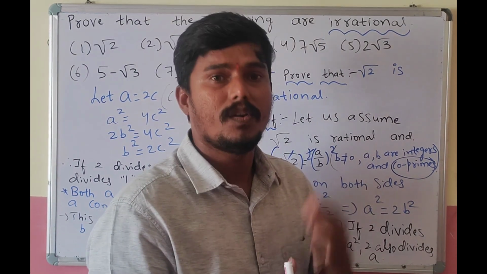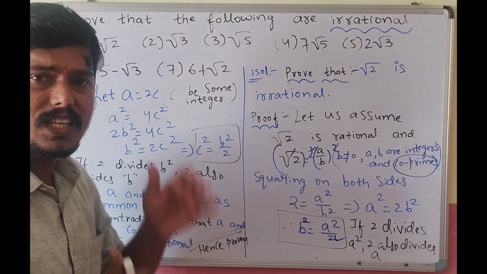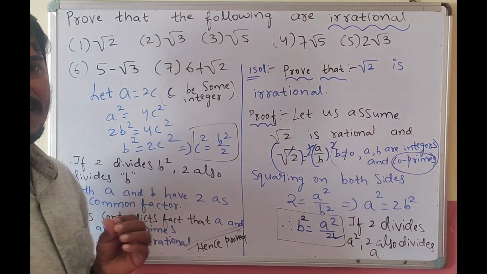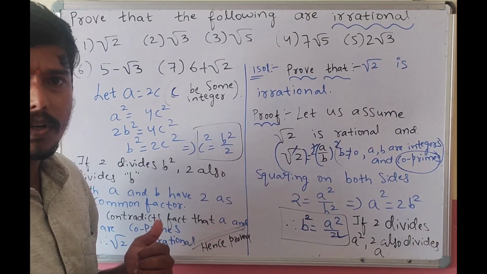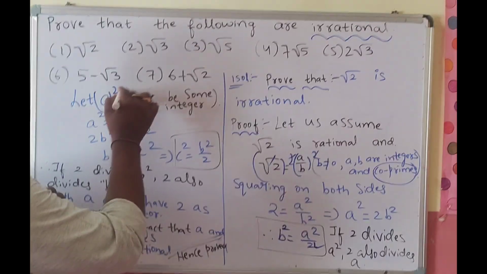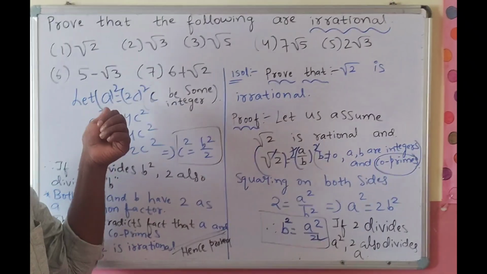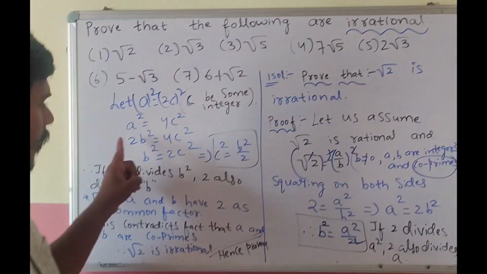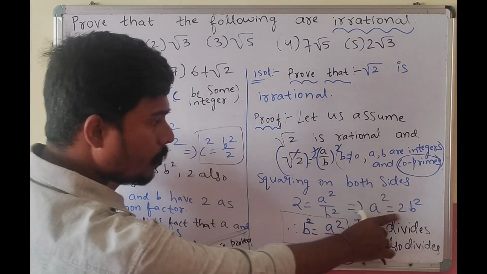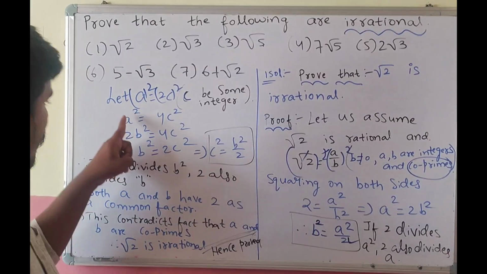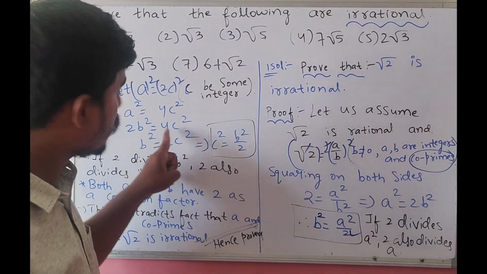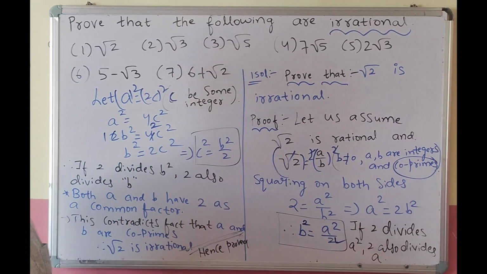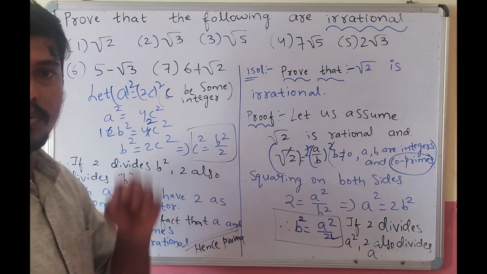The next one, we continue with a equals 2c, where c is some integer. Now again the squaring concept: a square, 2c whole square. a square will be a square only, 2c whole square will be 4c square. Now from here, a square is equal to 2b square. In place of a square, replace. So 2b square is equal to 4c square. Now again cancellation, 2 ones are 2, 2 twos are 4. So b square is equal to 2c square.